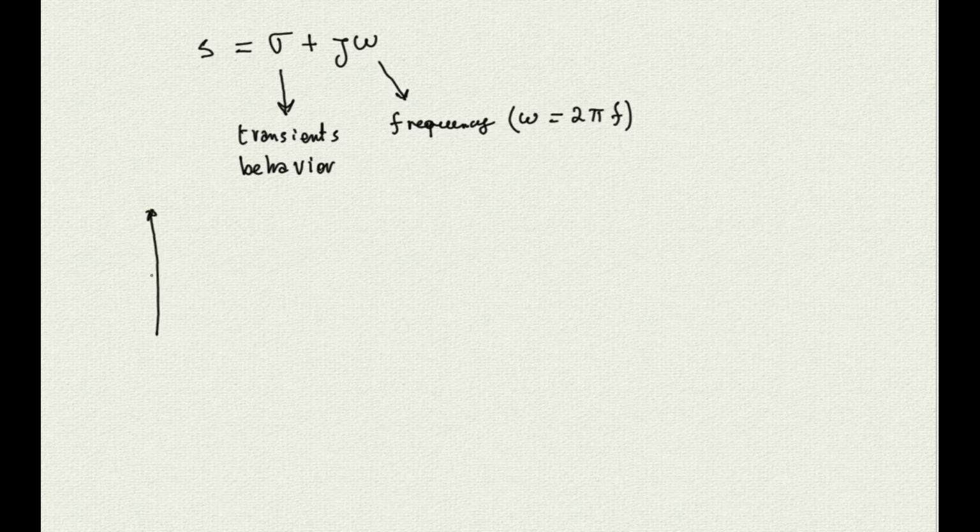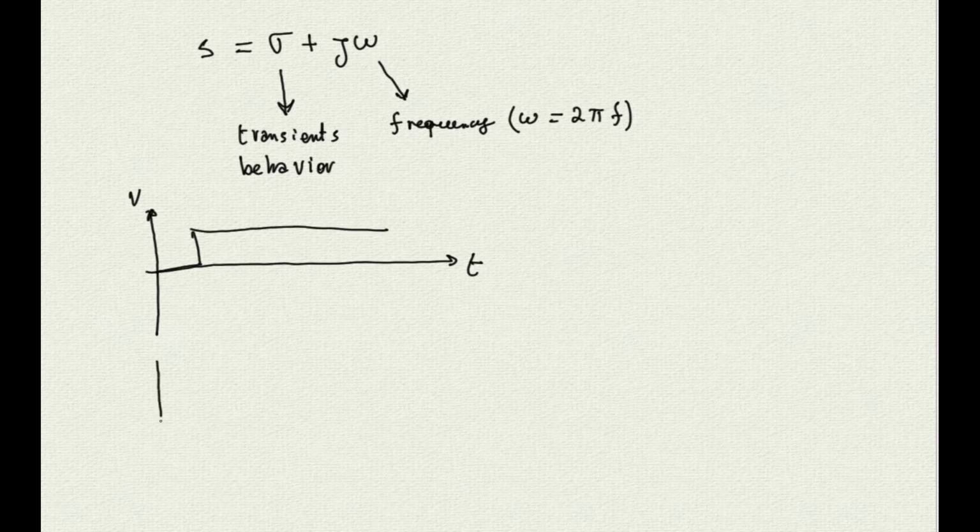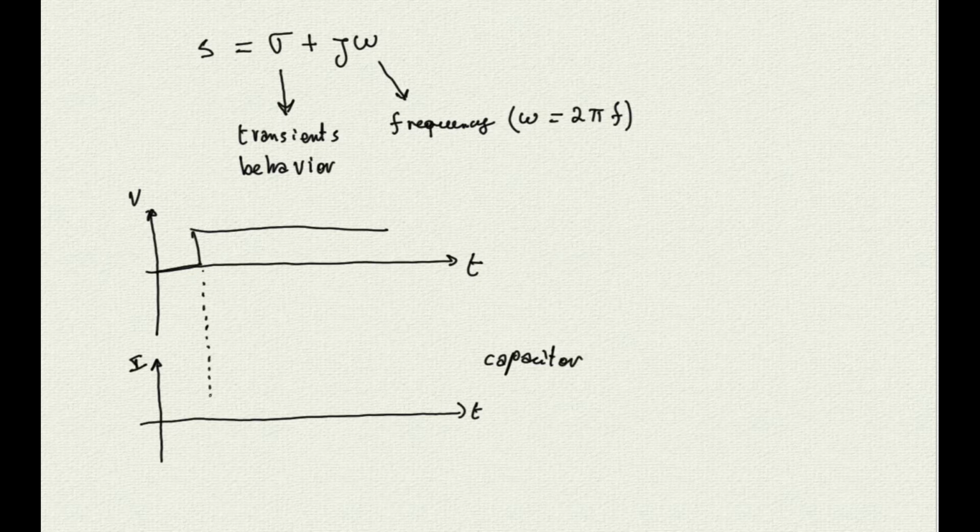The real part sigma of the variable s allows us to solve problems about responses to transients, like the response to a step, like in this diagram of voltage in terms of time. For a capacitor, we know that the response to such step is a current like this one. The inclination of the shape of this response depends on the sigma. But this is a discussion for another time, let's not put too much into this tutorial.